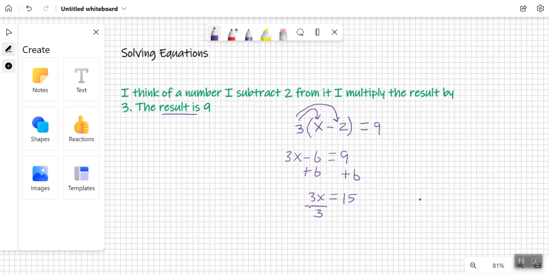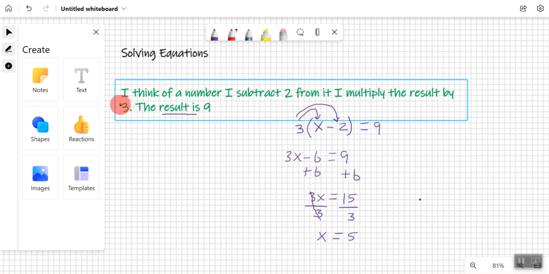Now, again, because this is like a balance, if I divide this side by 3, then I have to keep it balanced, I have to also divide the other side by 3 as well, like that. And then these two will cancel out with each other, and it'll just leave us with x on the left hand side is equal to 15 divided by 3, which is equal to 5. So our answer is 5. The unknown number is 5.